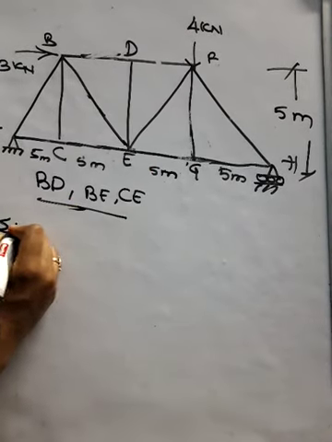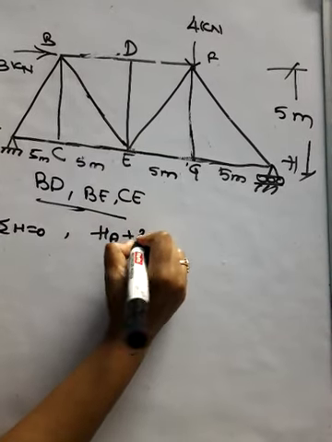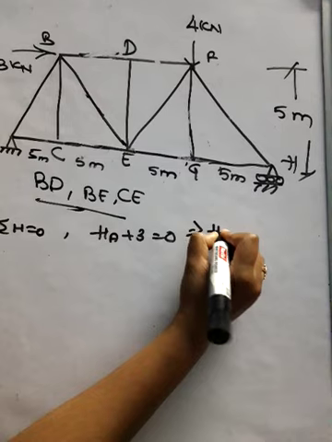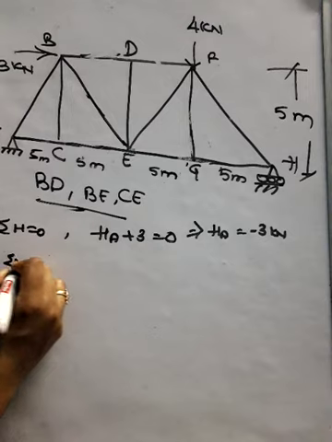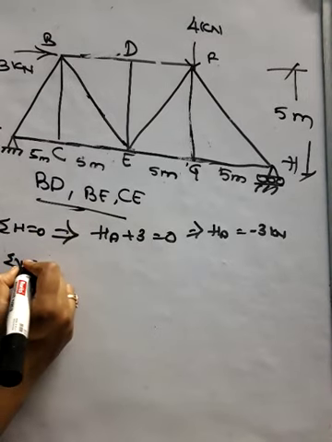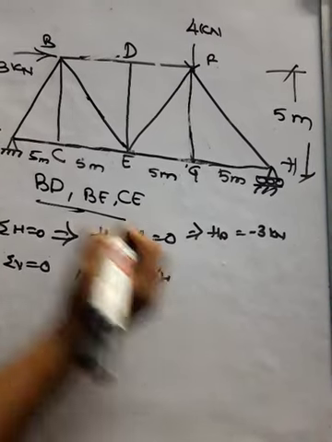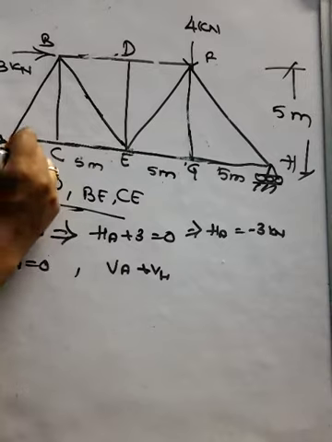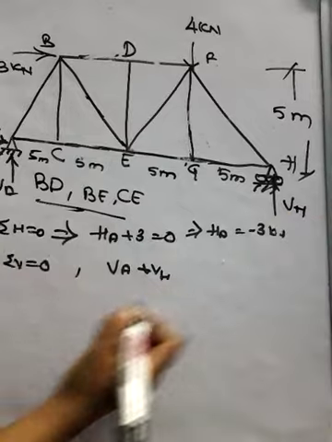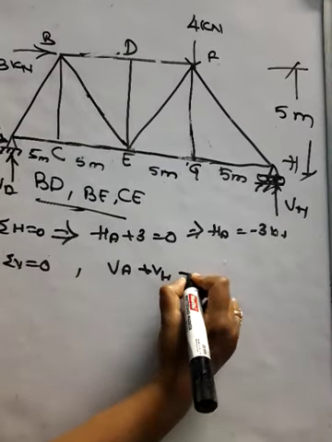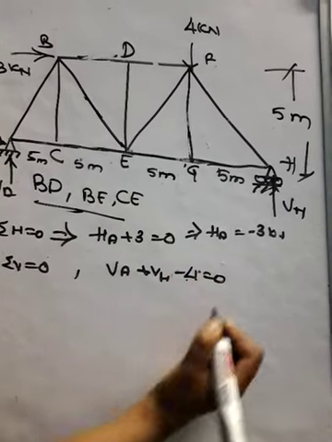For the support reactions, summation of H is equal to 0, that is HA plus 3 is equal to 0. You will get HA equal to minus 3 kilonewton. Then summation of V is equal to 0, that is VA plus VH minus 4 is equal to 0. I'll show here HA and this is VA, and the roller support has VH.